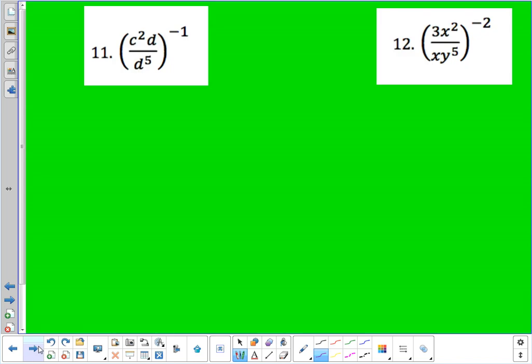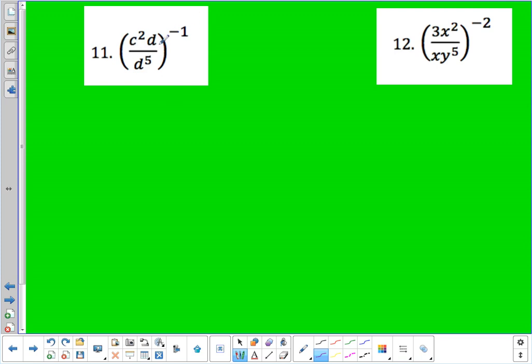Number 11. Oh, now we're getting into some power of powers. Anytime you see those parentheses, that's power of powers. So that power that's on the outside has to go to everything on the inside. So I like to reduce the inside first. The more you reduce on the inside, the less you have to worry about changing afterwards.